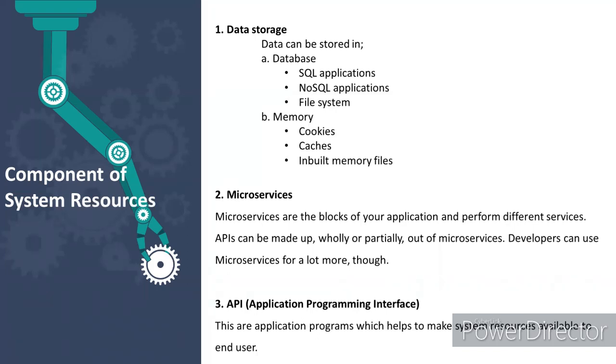So now the last part is the component, the system resources. You can test the system resources, what is accessible on the system. We have data storage. Your phone has data storage, such as database and memory. Under the memories, like cookies, caches, inbuilt memory files. Under database, I spoke to us about the file system being a type of database.